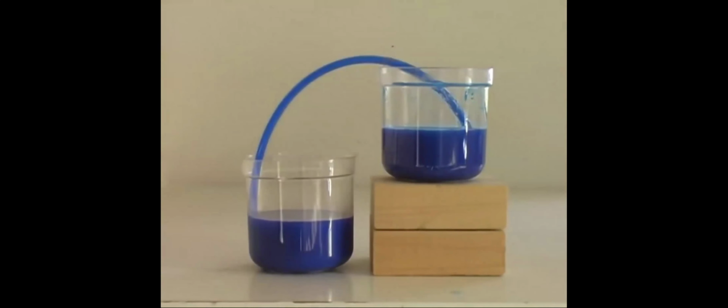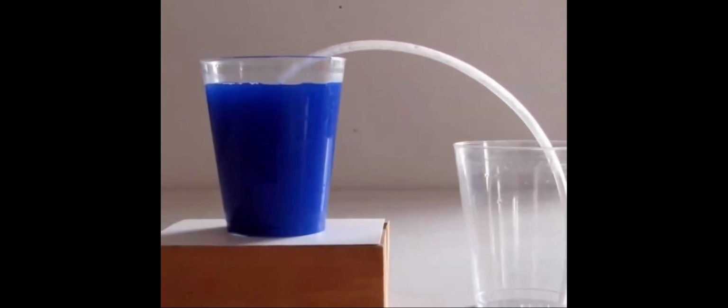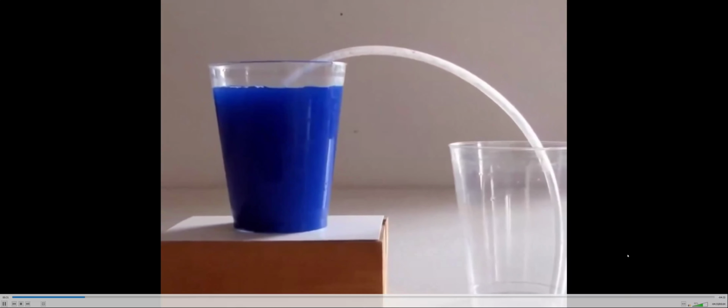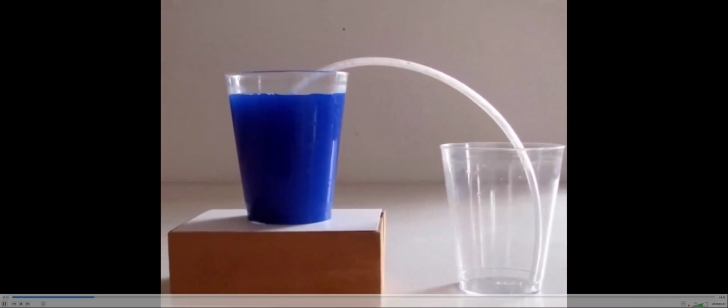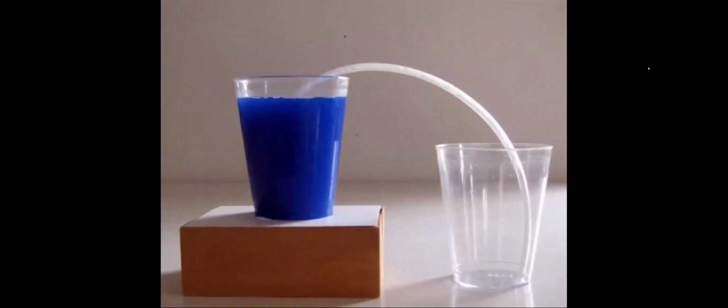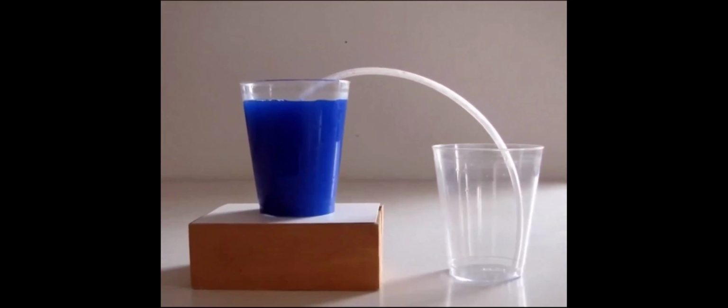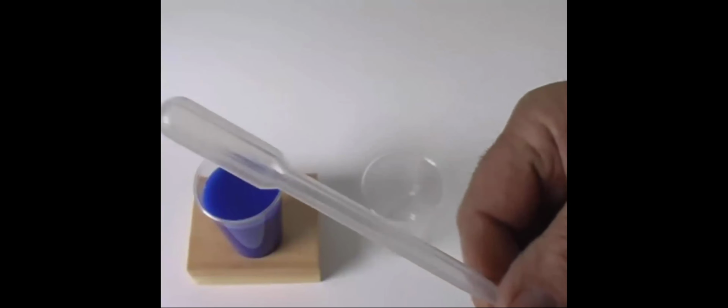Let's investigate. Start by sitting a cup full of water on a block and an empty cup on the table. Position a hose so that it connects both cups. I colored the water to make it easier to follow this process. To start the siphon, we need to fill the hose with liquid. So instead of using the mouth, he's using this pipette there.